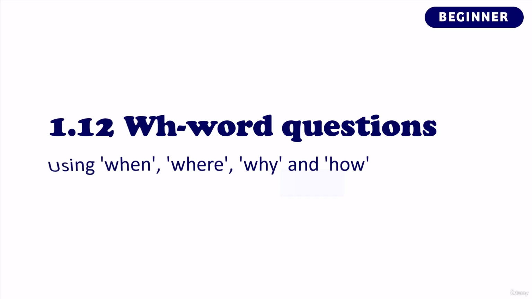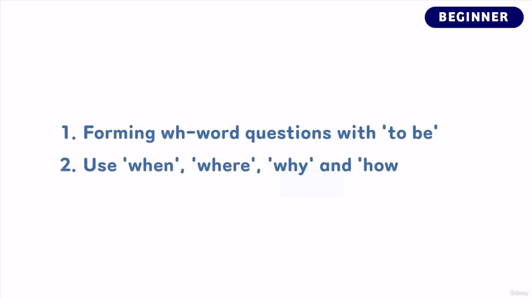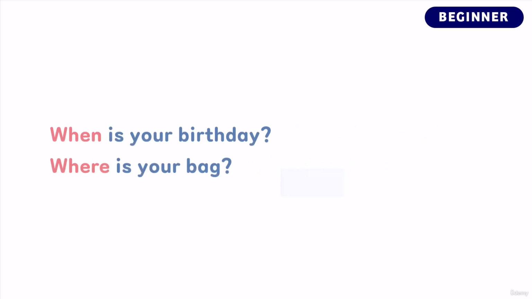Hi everyone, in this lesson we're going to learn how to use the WH words when, where, why and how. All these words are adverbs and we can use these words to form WH word questions with the verb to be. So let's begin with two questions using when and where.